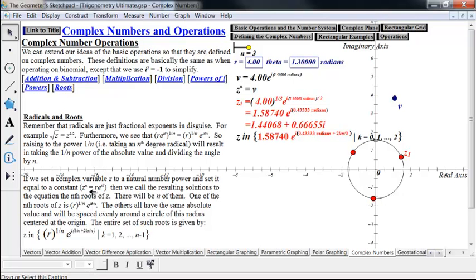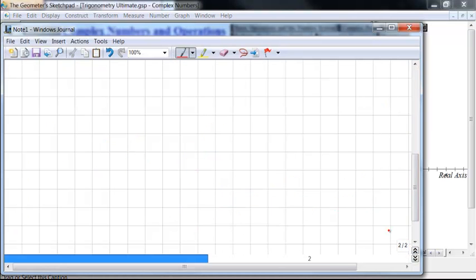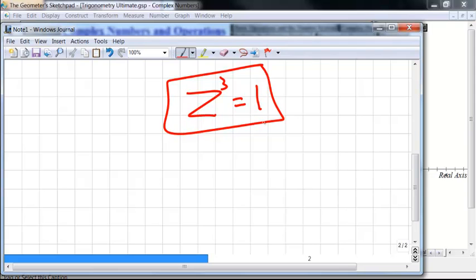Okay? Now, if you have an equation that looks like z to the n equals some constant, so we're thinking of r e to the i theta as some constant, and z is our variable. For example, let's just do a real simple one, z cubed equals 1. The solutions to this are the cube roots of 1, and there's actually 3 of them. In fact, we could use some algebra to solve for them.